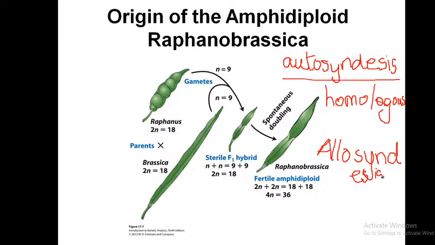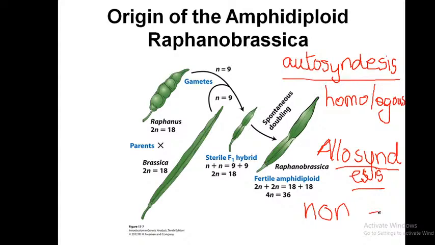Allosynthesis. So allosynthesis is the opposite of autosynthesis. Allosynthesis means the pairing is between non-homologous chromosomes, and that is known as allosynthesis. Non-homologous chromosomes. So I explain once more the pairing between identical chromosomes or homologous chromosomes in alloploids.